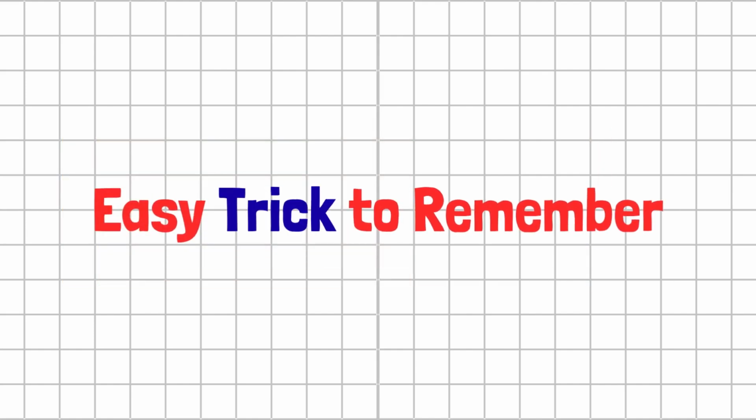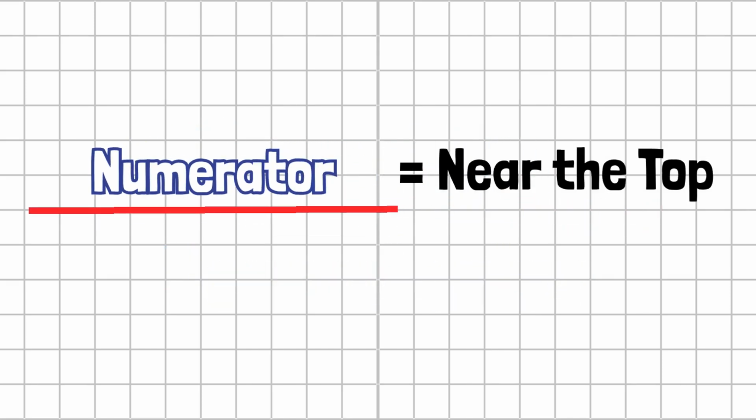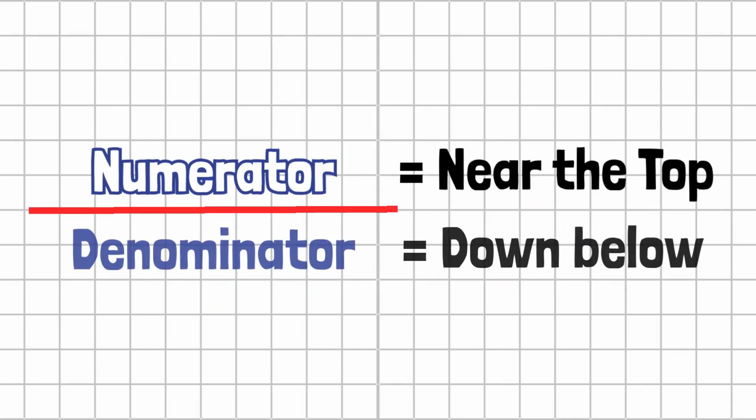Easy trick to remember. Here's a simple trick. Think: n equals numerator equals near the top, d equals denominator equals down below. This helps you remember which number goes where.